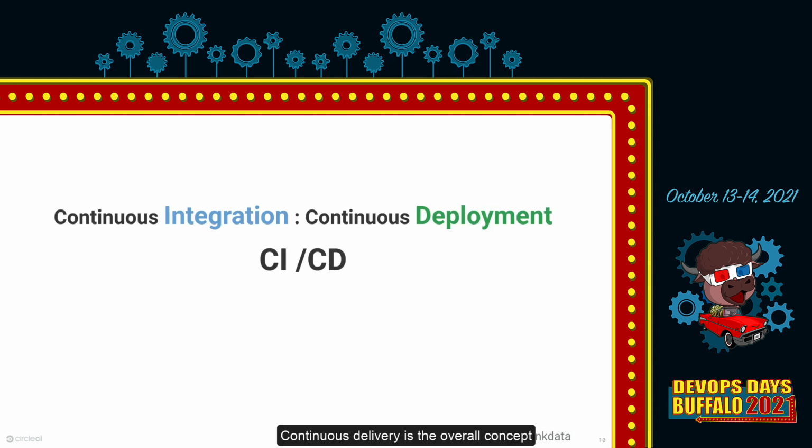Continuous delivery is the overall concept in developing software within the software development lifecycle. And within continuous delivery, there are more specific concepts that guide developers producing software efficiently. Continuous integration and continuous deployment, also known as CI/CD, are closely related, but they are distinct concepts that support continuous delivery.